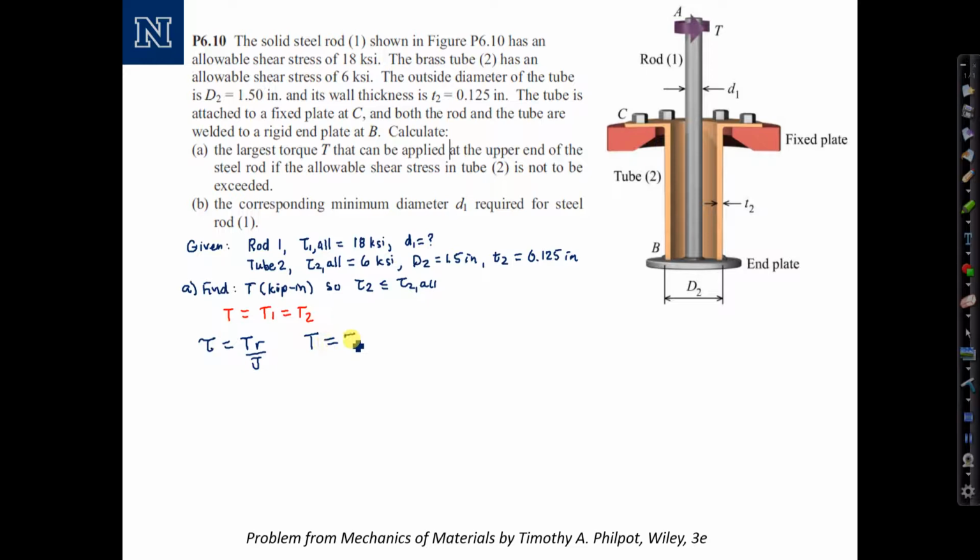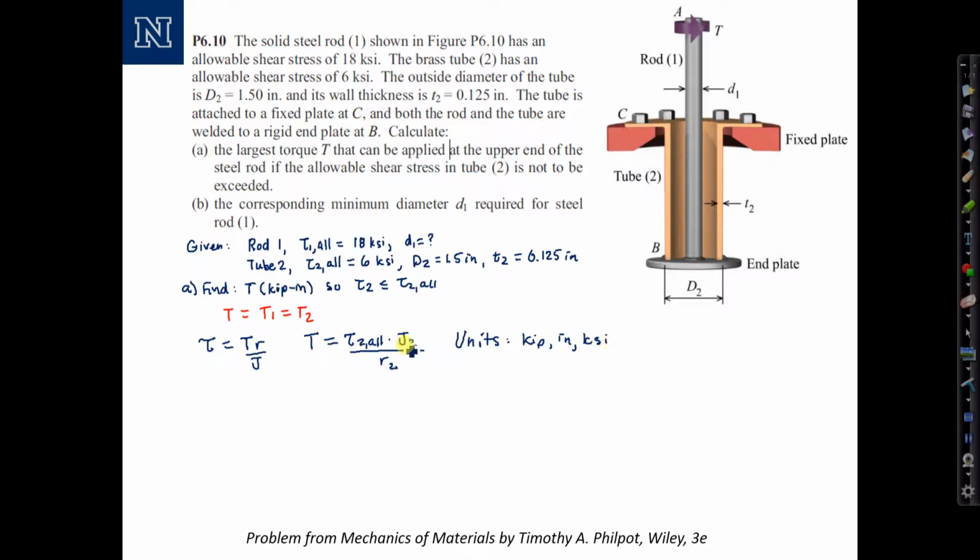T is equal to, in this case, tau2 allowable times J2, the polar moment of inertia for that tube section, divided by R2. We're going to solve for torque. Our working units for this problem are going to be kips, inches, and KSI.